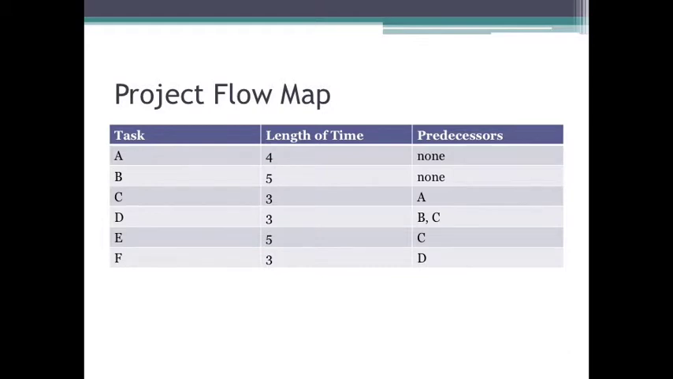So, let's work through an example here. We have 6 tasks, lettered A through F. Each task has a length of time. Task A takes 4 weeks, for instance. Task B takes 5 weeks. And each task has a set of predecessors. Task A and B can start right away. Task C has A for a predecessor, so before C can start, A has to finish. Task D has both B and C for predecessors, so before D can start, both B and C have to have completed. So we have our tasks, we have our length of time, we have our predecessors.